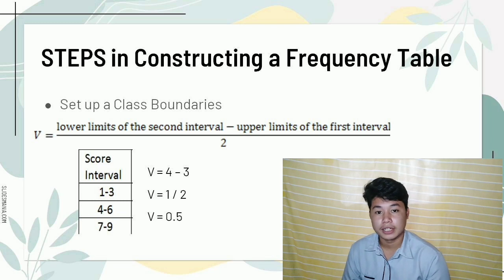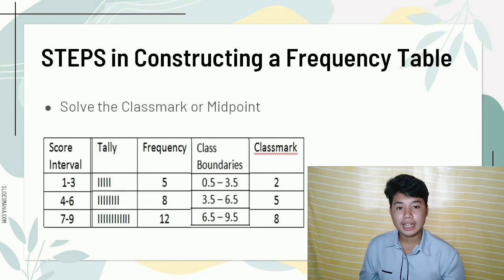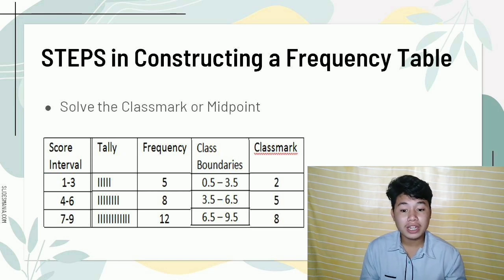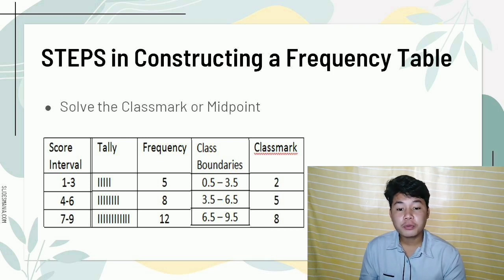That 0.5 is our class boundary value. To set up our class boundaries, we simply need to subtract 0.5 from all the lower limits of our class intervals and add 0.5 to all the upper limits of our class intervals.